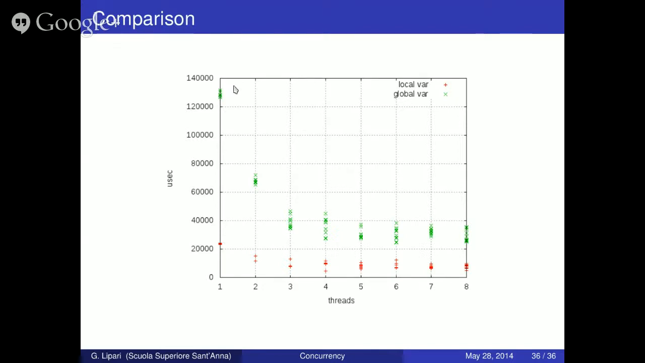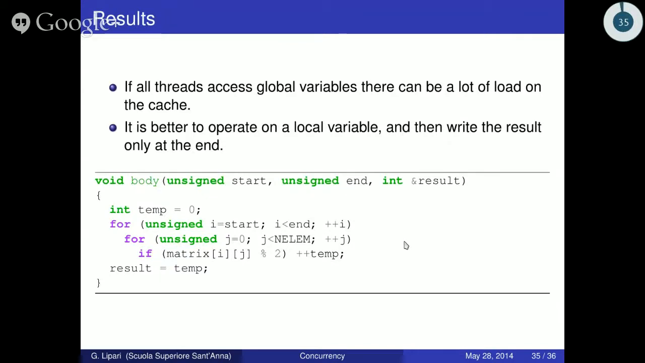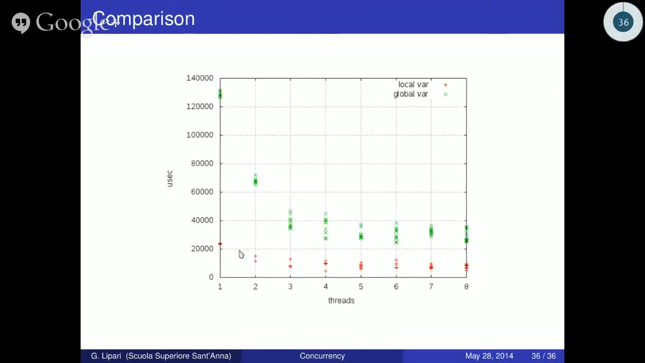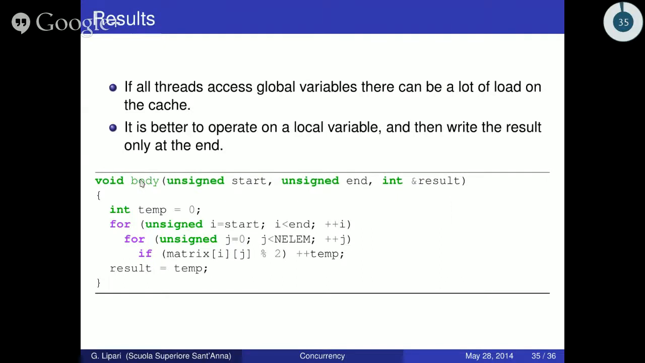And so what happens? With a single thread, using the local variable is much more convenient. You go from 130,000 microseconds, or 130 milliseconds, down to 20 milliseconds. So this is 6 times less, with just a single thread, just by changing and putting temp local. What happens is probably that the compiler is going to optimize this double for cycle a lot, due to the fact that this is a temporary variable and it's local.